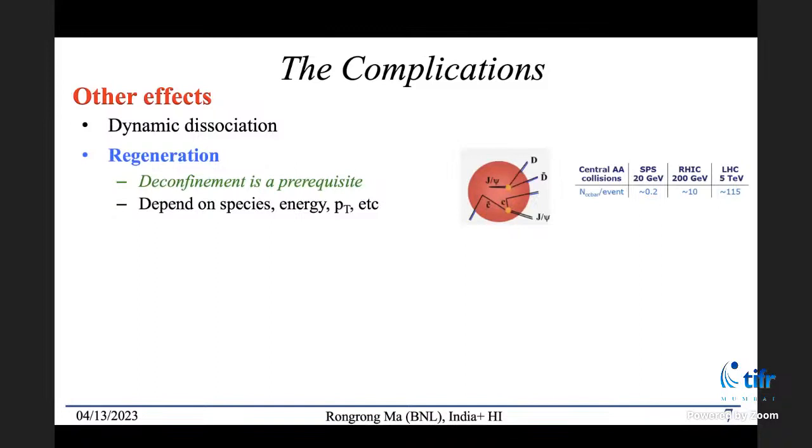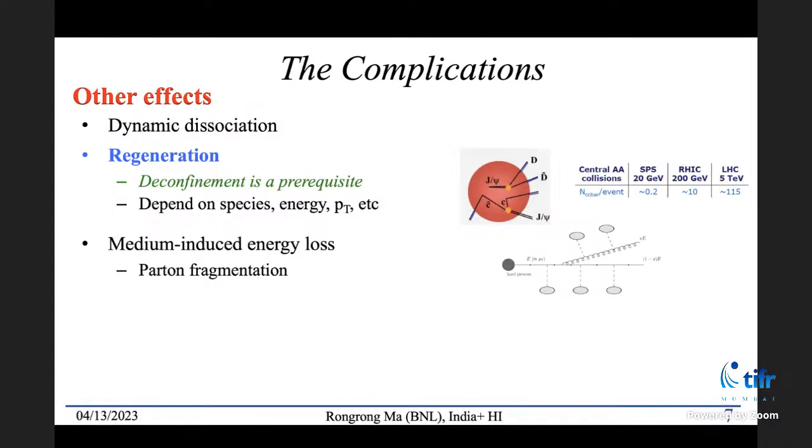Of course, on the other hand, you can also think of this as another piece of evidence or proof of deconfinement, because if you want to have regeneration, you need to start with deconfined charm and anti-charm quarks, which by itself already means the medium is deconfined. So this is again a curse and also an opportunity. The regeneration, as I said, depends on how many charm and anti-charm quarks you have in the medium, which also depends on whether we are looking at charm or bottom, the collision energy, or the pT you are looking at. So they have a very distinct dependence on different kinematics.